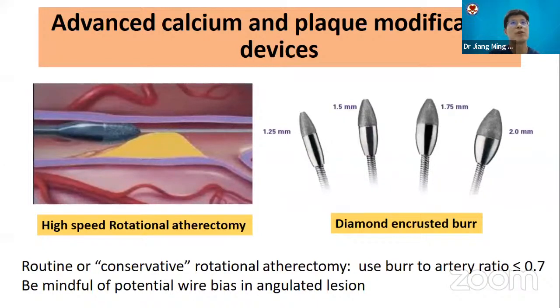Wire bias could possibly have been prevented by the use of, say, for example, a Rota extra support instead of a Rota floppy wire. A stiff wire can sometimes be used to straighten the vessel or lesion to lessen resistance and possibly reduce wire bias. Some may recommend the adoption of a relatively more conservative rotational atherectomy approach, whereby the burr to artery ratio is less than 0.7, followed by routine balloon angioplasty.